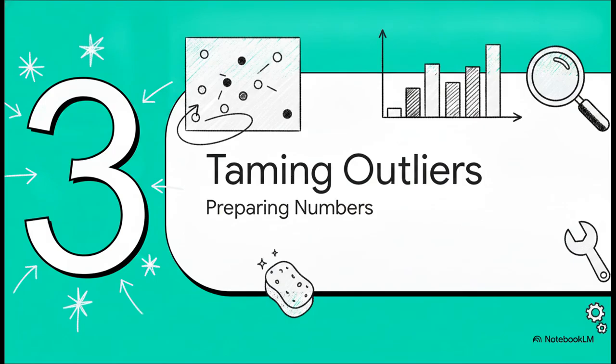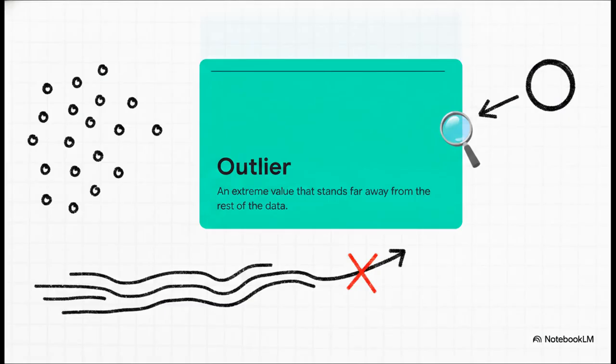Okay, on to obstacle 3, taming outliers and scales to prepare our quantitative data. So far, we've fixed missing values, we've encoded text, but numerical data brings its own special kind of chaos. And the biggest headache of all is the outlier. By definition, an outlier is an extreme value that sits way outside the rest of your data. When you're in the prep phase, you have to be eagle-eyed for these, because if you don't catch them, they will absolutely skew your averages and completely wreck your analysis.